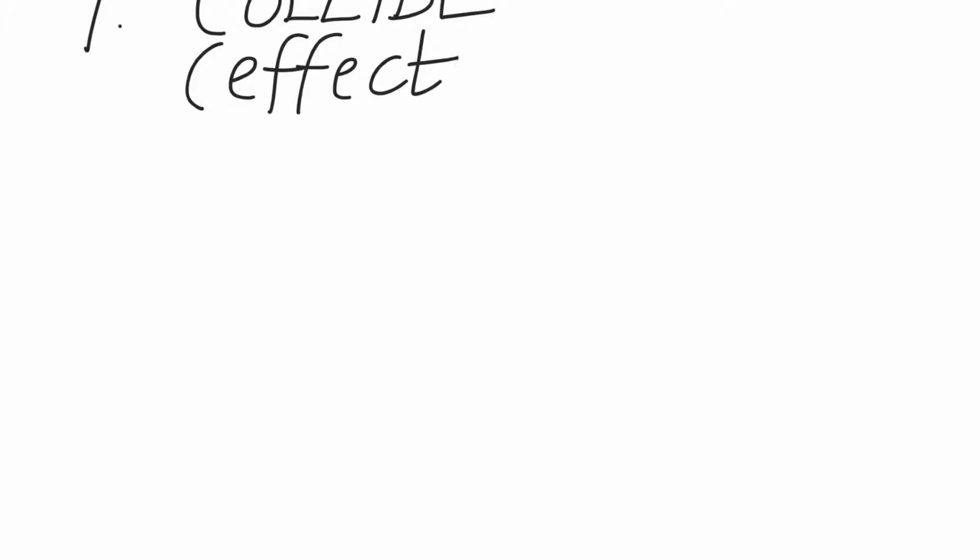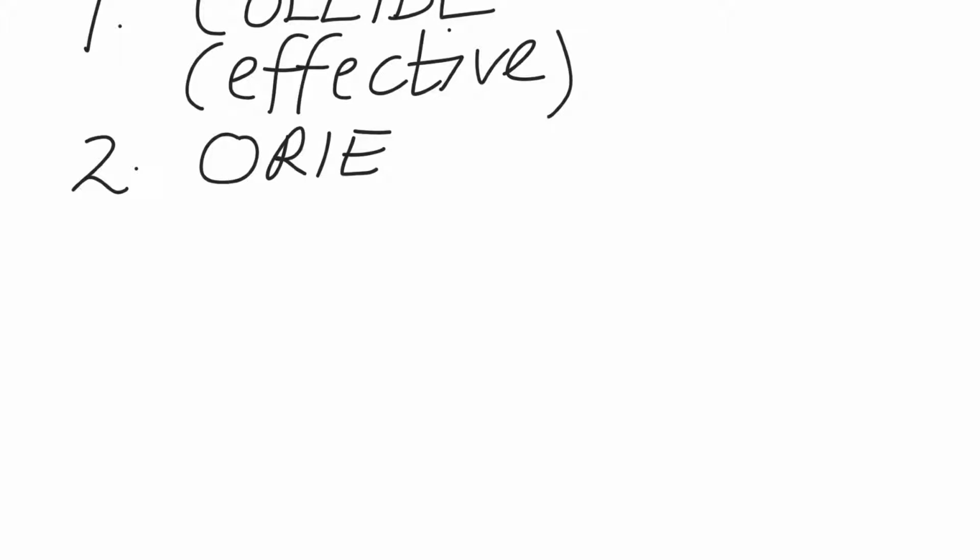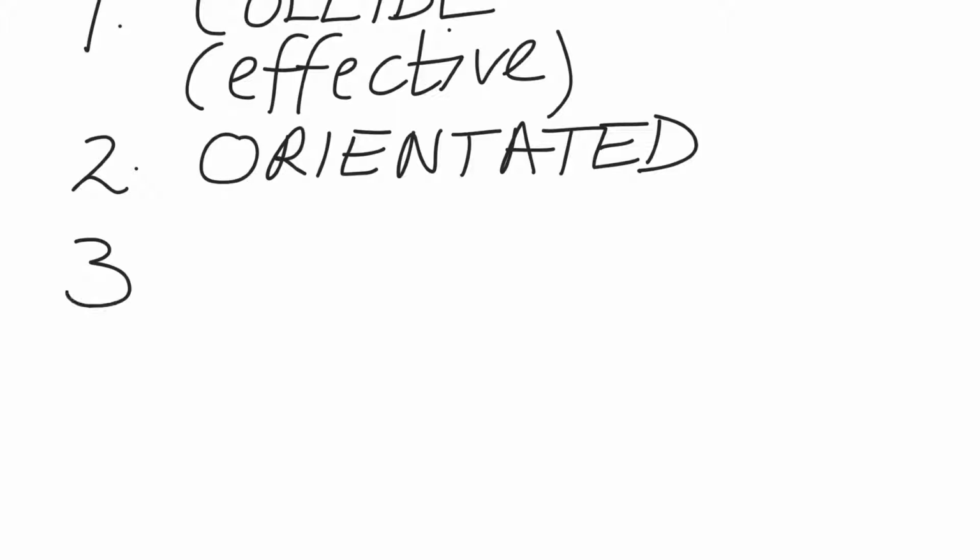For reactant particles to undergo a chemical reaction, they first of all have to collide. Now, this might seem a little bit obvious, but there we have it. And not only must they collide, these collisions must be what is known as effective collisions. And the following two conditions make a collision effective. The reacting particles must be correctly orientated towards each other. In other words, they have to approach one another from the right direction.